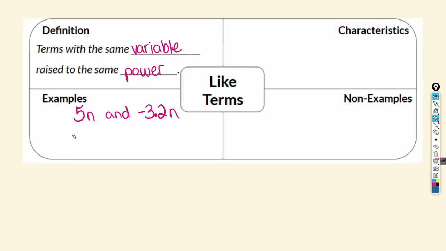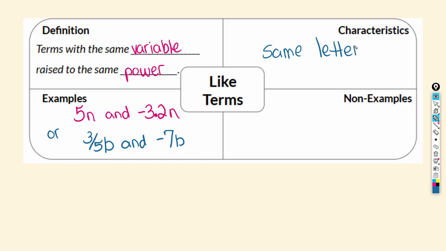Let me do another example. What if I had, how about a fraction this time, 3/5 b, and how about just negative 7b? You see, they are like terms because they have the same letter. Why don't we put that under characteristics in the top right? Same letter. Okay? Just like burgers and more burgers, we can combine them.